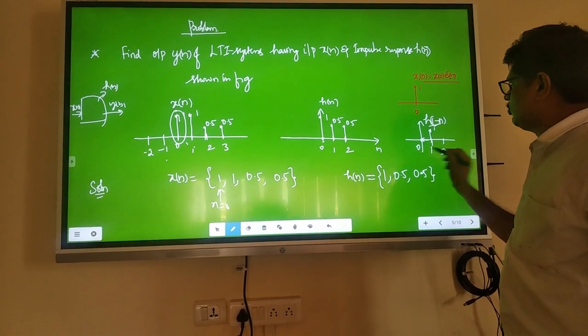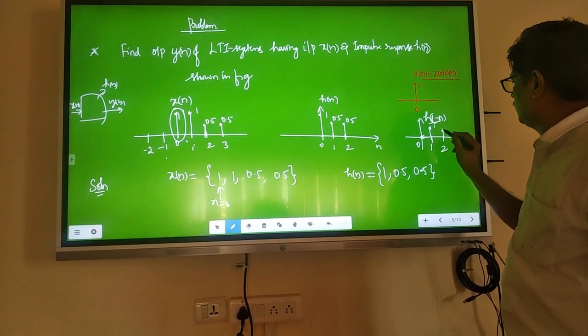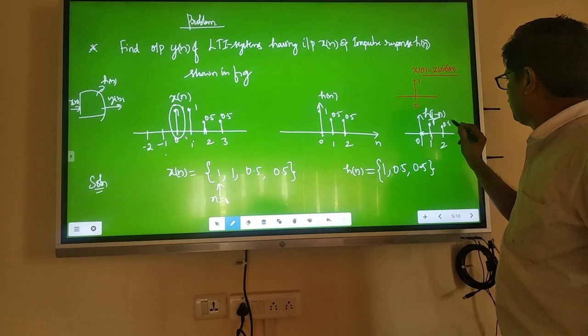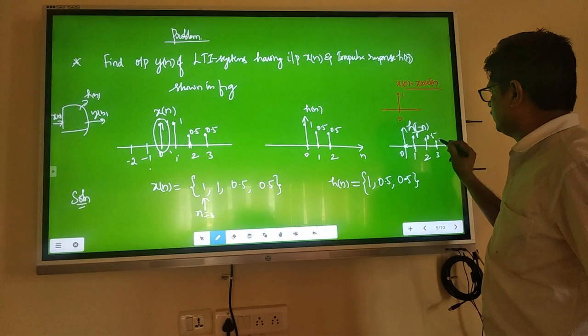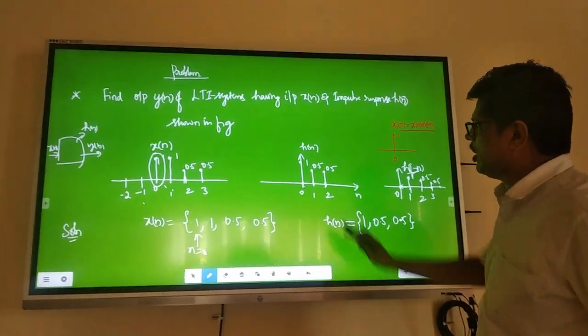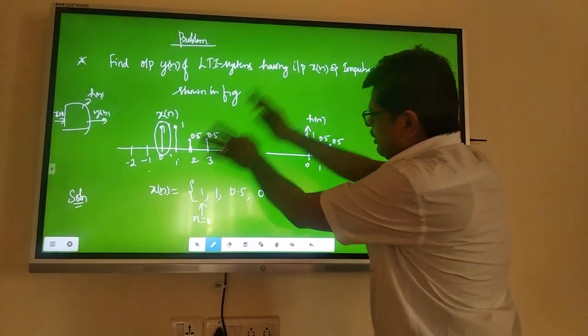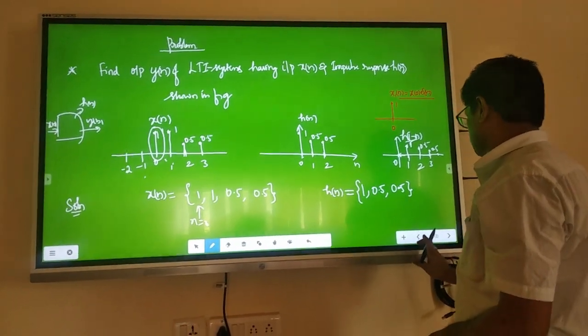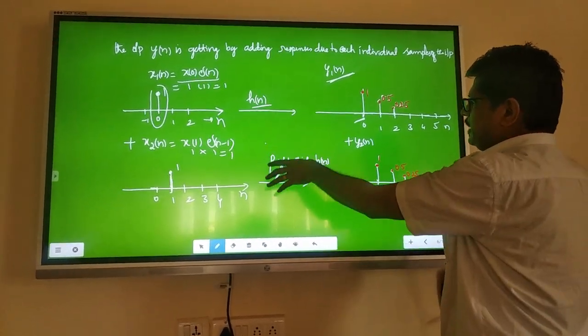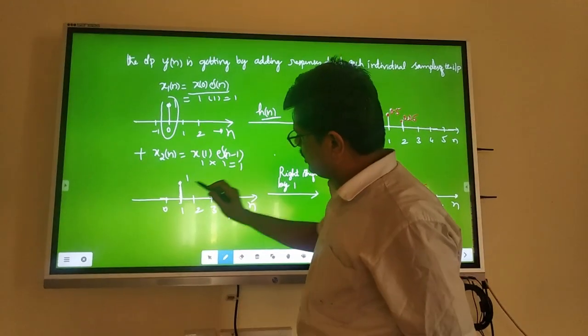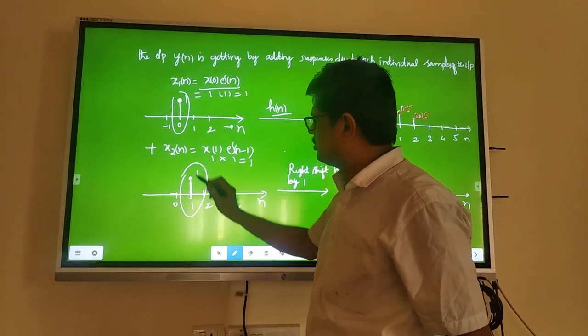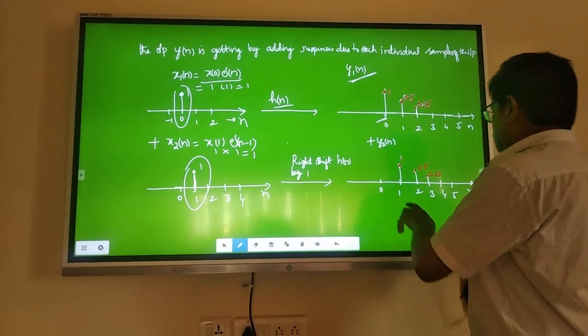This sample, one shift. At 2 you will be having whatever you are having, this is 1, this is 0.5. Then at 3, one shift, that's all. At 3 it is 0.5. Like this you will get. One shift you will get, that you have to multiply with the second pulse. For example, take that right shift by 1 and multiply with this, all that with individual samples at 1 is equal to 1. What will happen?